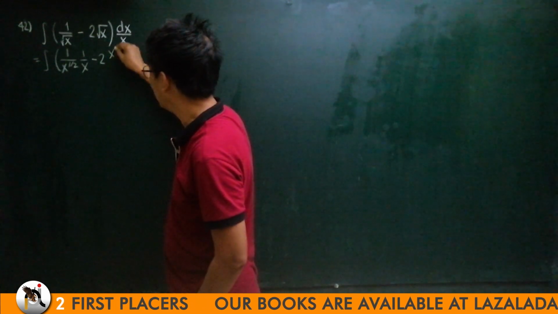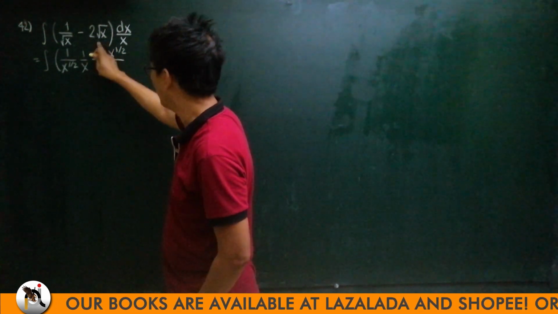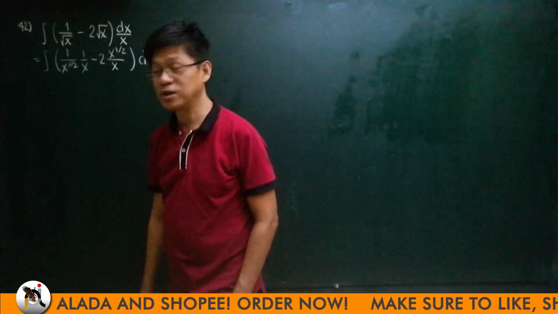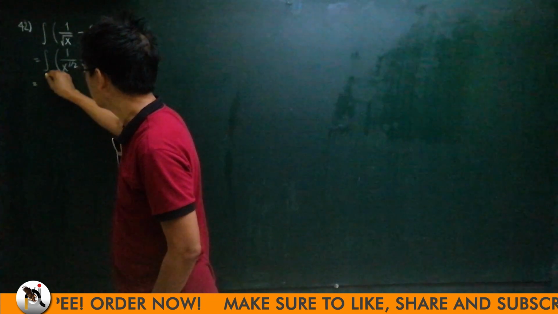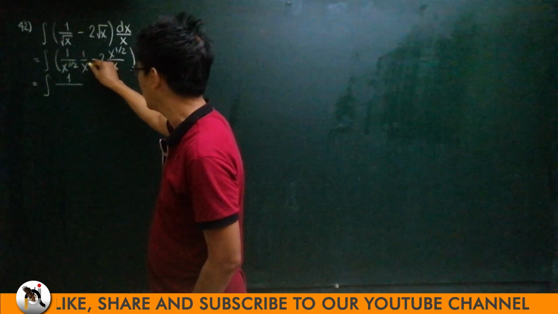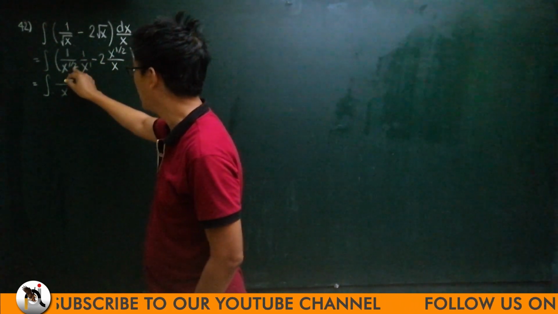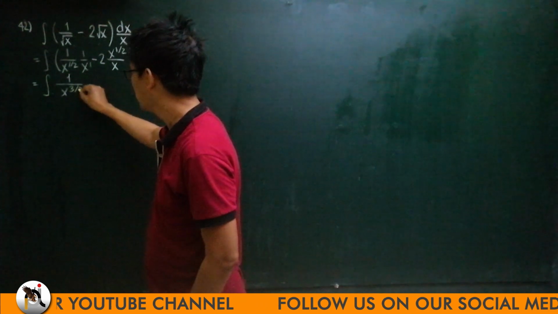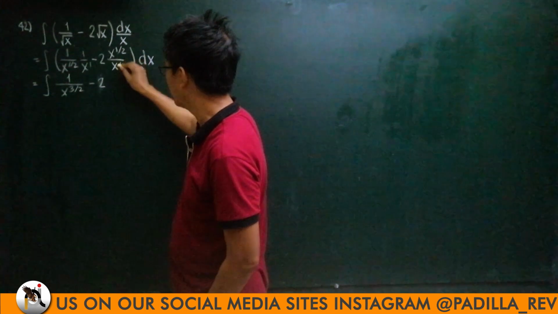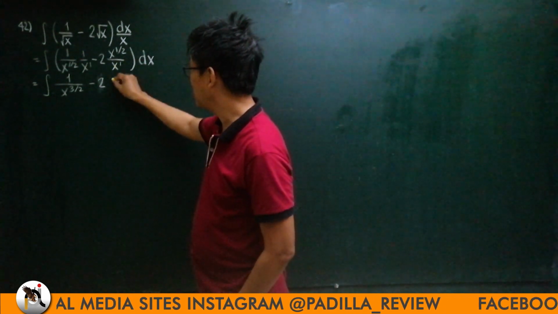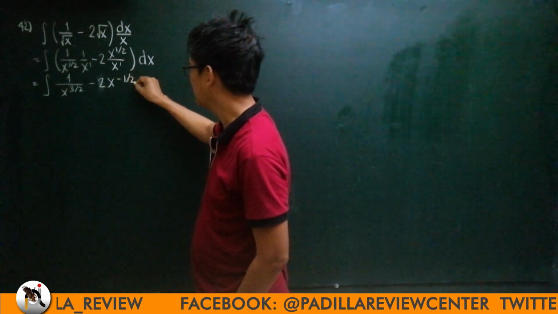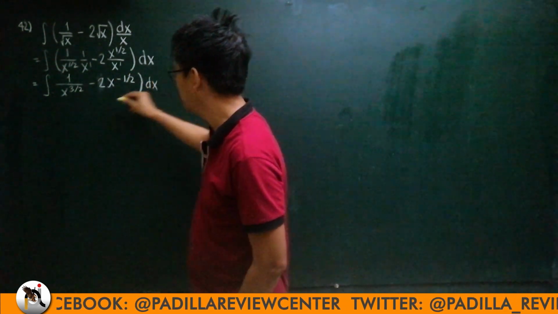Square root of x is x to the 1/2 times 1 over x, so over x, dx. We now simplify. This is the same as integral of 1 times 1, 1, x to the 1/2 times x to the 1 is x to the 1/2 plus 1, that is 3/2. Minus 2, x to the 1/2 over x to the 1, that is x to the 1/2 minus 1 minus 1/2. Okay? So this is dx.